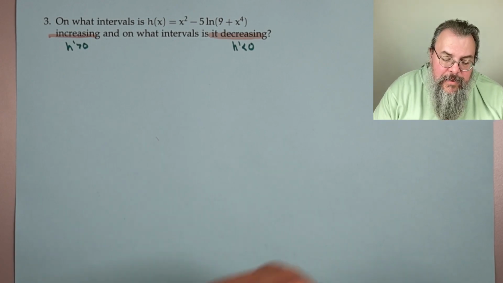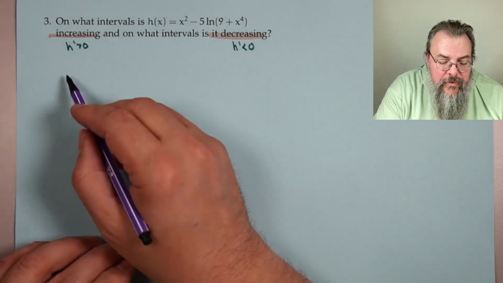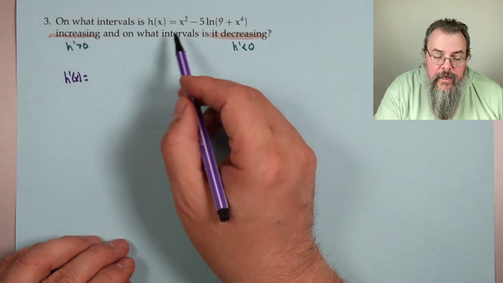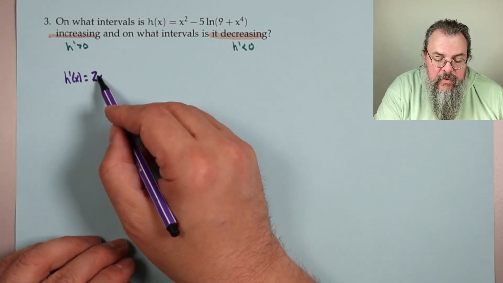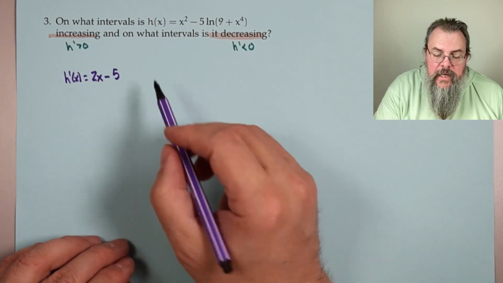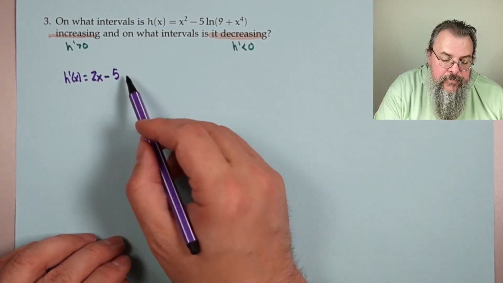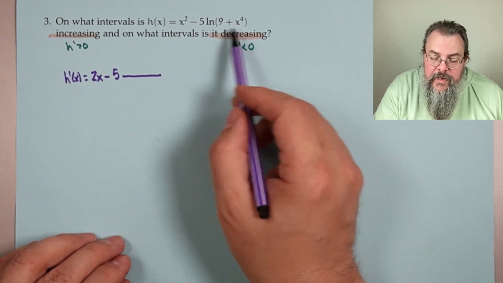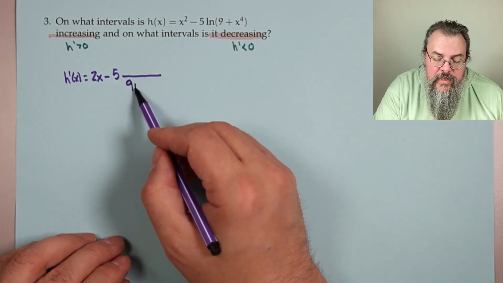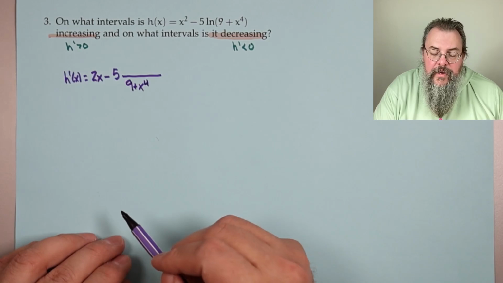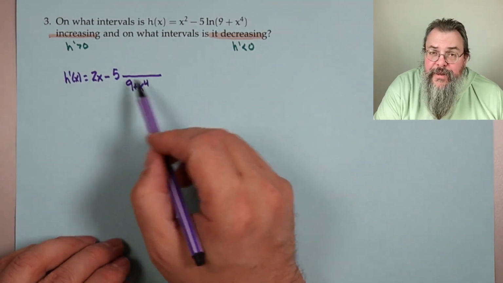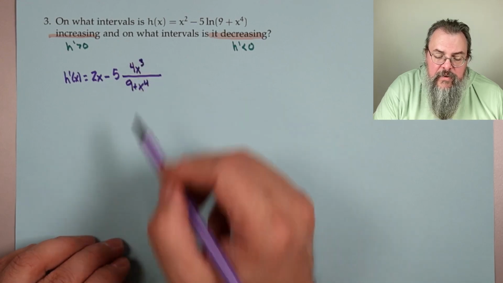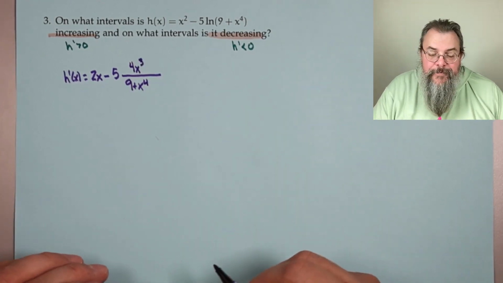So there's a plan. Let's take the derivative, make sure we understand it, and then say, hey, are you positive or negative? And that'll tell us whether we're increasing or decreasing. All right, so to begin with, a derivative. What is h prime of x? Well, the derivative of x squared is 2x minus 5, and now you have a log. So how do you take the derivative of a log? Well, it's always a fraction. Whatever is inside the log goes downstairs: 9 plus x to the fourth. Now take the derivative of 9 plus x to the fourth, and that would be 4x cubed, and you put that upstairs. And there's the derivative of the log.